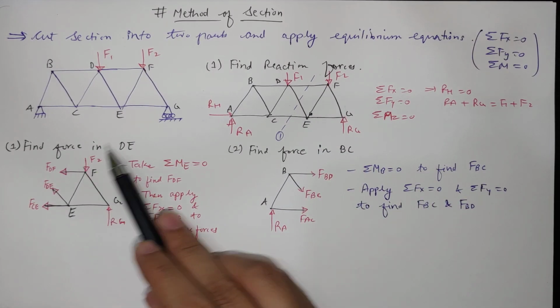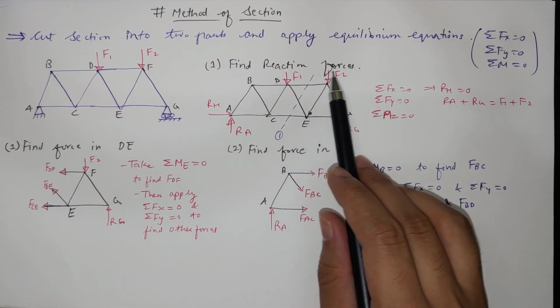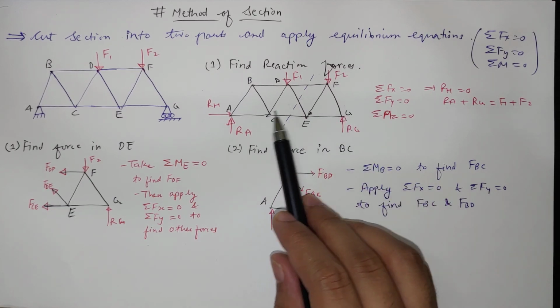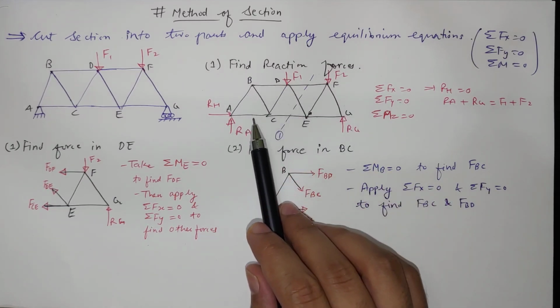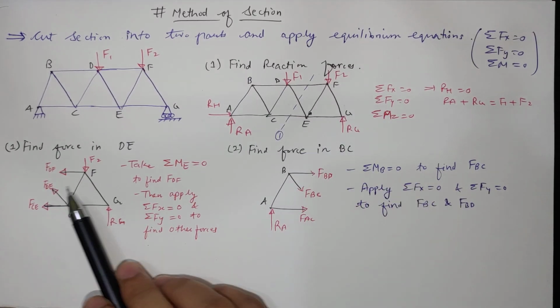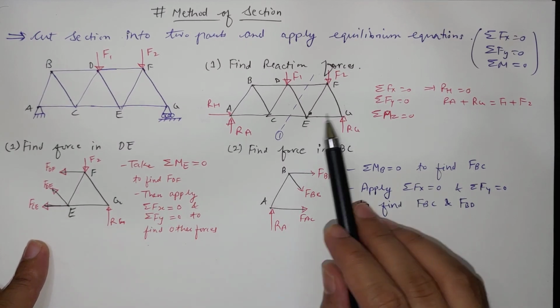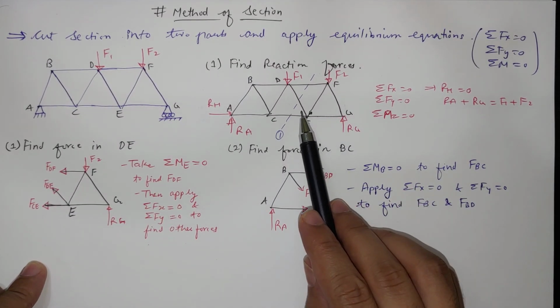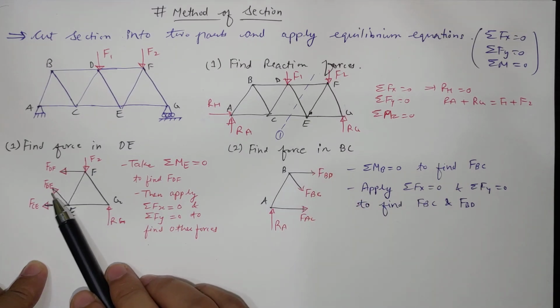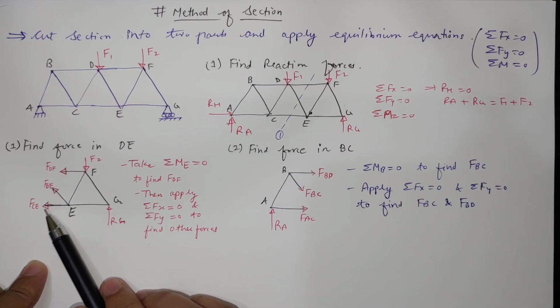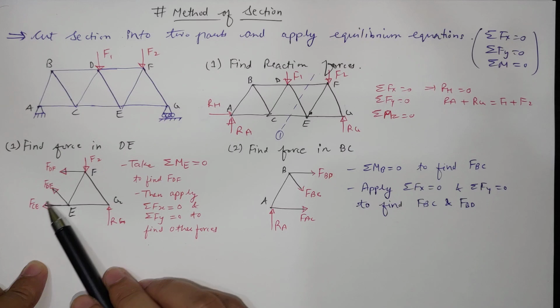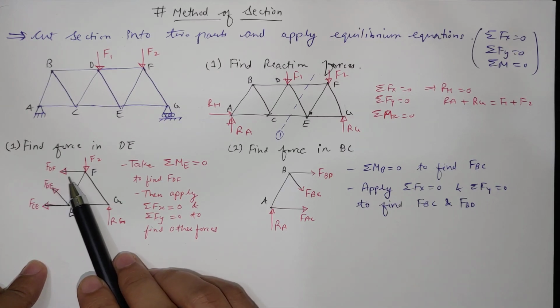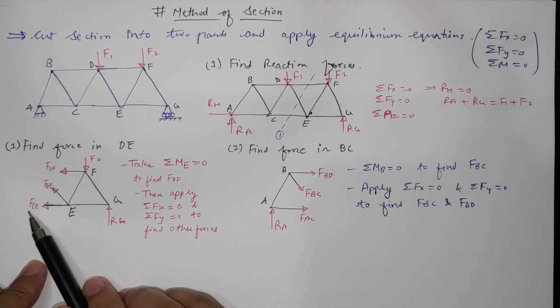Like here, if we cut the section like this, we can take this side of the part, or we can take the other side also, but there are so many members there, so we take this side. If we take this side, then this is the free body diagram. If we cut a member, we have to show the force that is acting in that member. So here three variables are added because three members are cut, and so there are three forces.